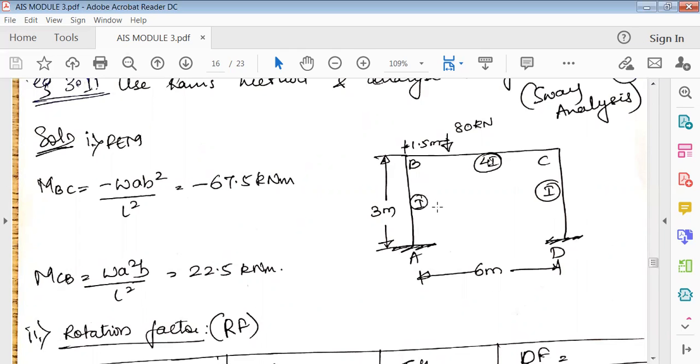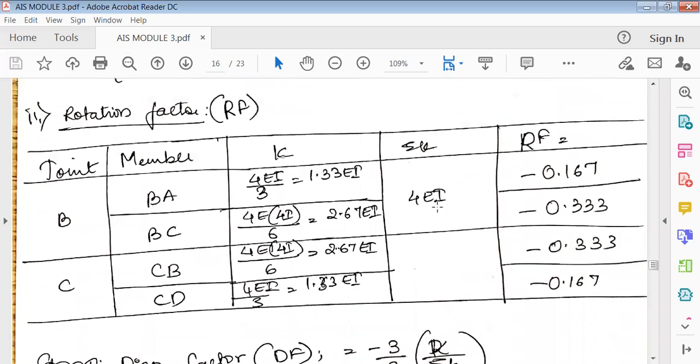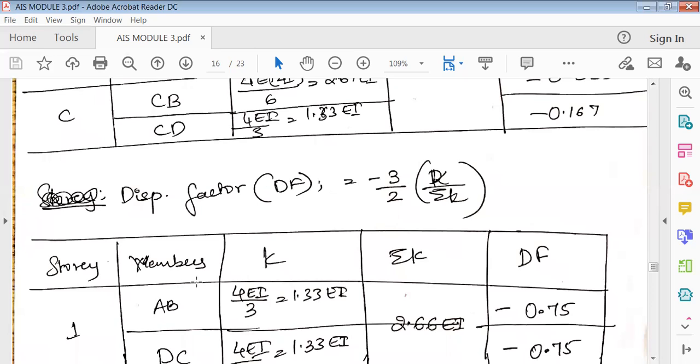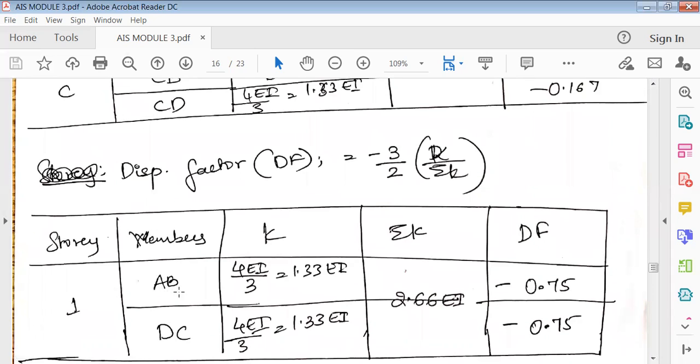Now, because there is a sway happening here, we'll find the distribution factor. We'll find it mainly for the columns only, because the columns are subjected to sway force. So here AB is again 4EI by L, and even DC, because it is a fixed support, is 4EI by L. Then add only these two, only the columns you should add here. Adding both of these gives 2.66 EI. Again, displacement factor is nothing but minus 3 by 2 times K by summation K. So use this formula, and you'll get minus 0.75, minus 0.75. So this is the displacement factor. Now, this is the additional displacement factor you have to apply to the columns. That is the different thing about sway analysis.